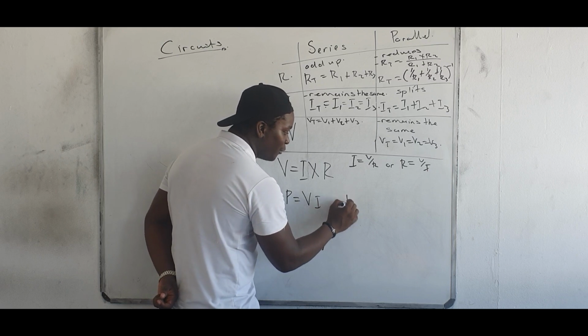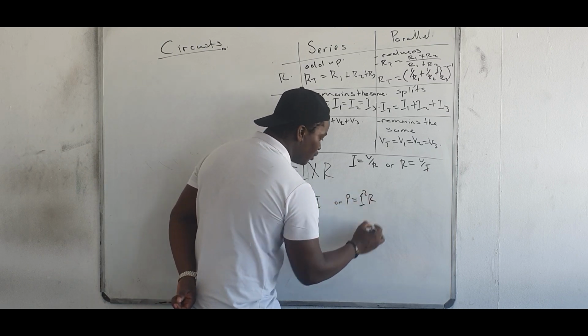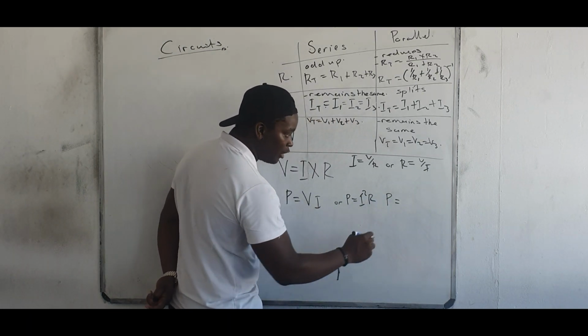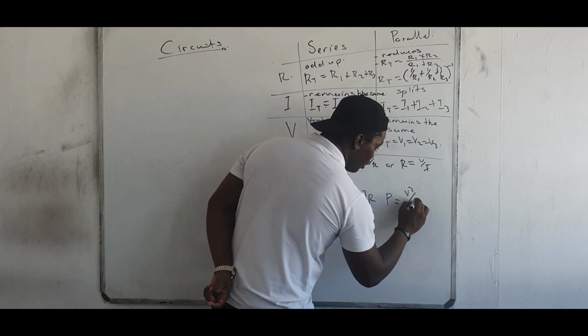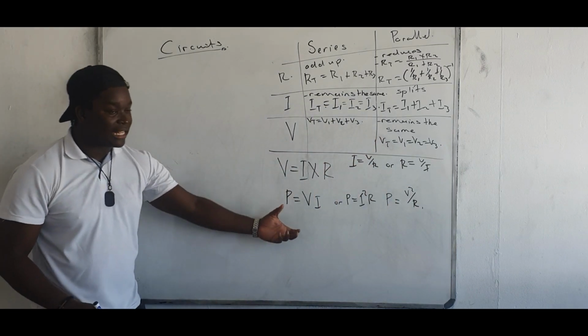What's your next formula for power now? I squared. That is correct. What if you do not have I? What's your formula for power? V squared over R. Now let's talk about one last thing in general.